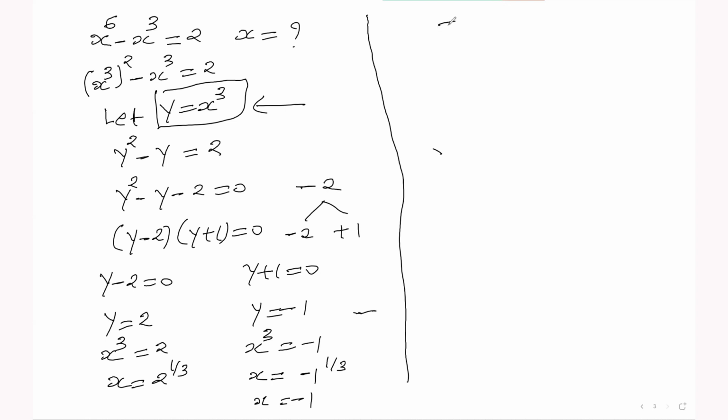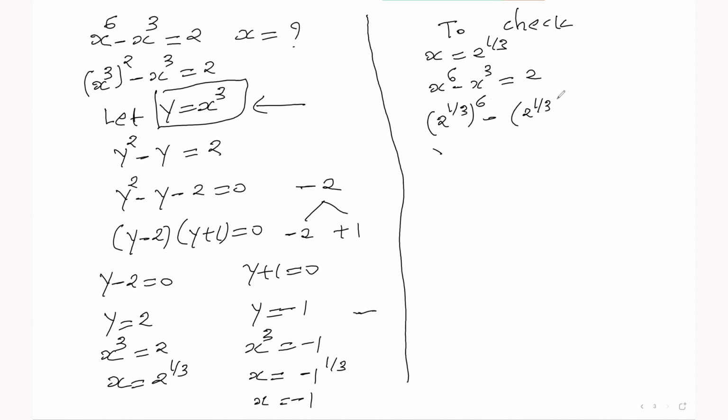Now I'll be checking both the answers, are they right or wrong. So to check, I'll put those values in my equation. So at first I will check x equal to 2 power 1 upon 3. So I will put that in my equation x power 6 minus x power 3 equal to 2. Is it justifying or not? So my x is 2 power 1 upon 3. Everything power 6 minus 2 power 1 upon 3 and that power 3. And we will check, is it getting equal to 2 or not?